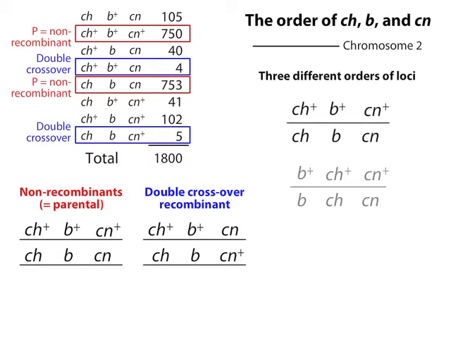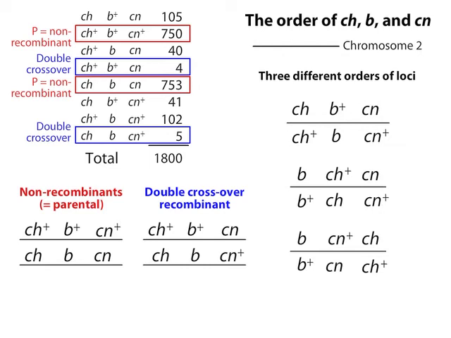There are three different ways cherub, black, and cinnabar can be positioned, shown here in the heterozygous genotype of the F1 female. In each, we perform a double crossover, making a crossover occur between the first and second gene, and between the second and third gene. Which one of these allele arrangements matches the classes of progeny that we identified as double crossovers?